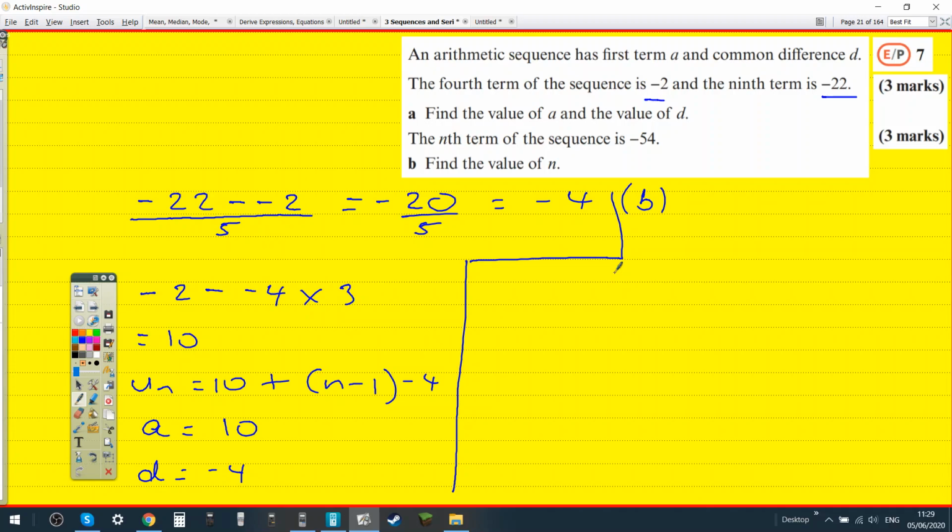Find the value then. So would I need to sub in minus 2 equals... Minus 2 was the fourth term. Yeah. Imagine they said the xth term is 50 minus 54. Find x.